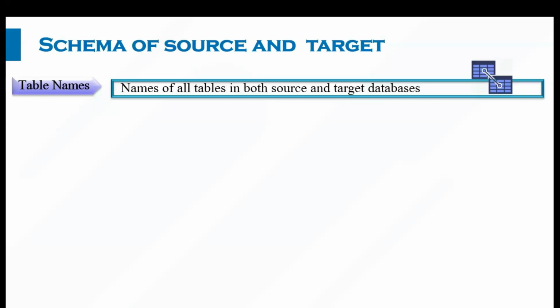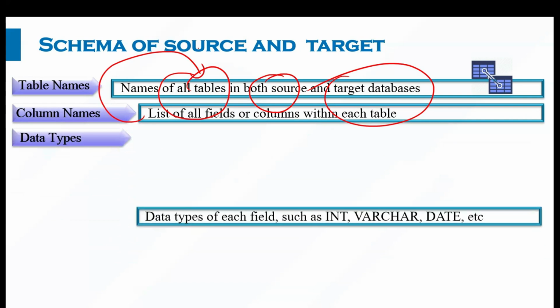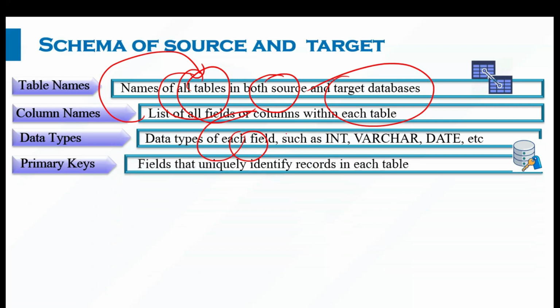Then we also have a schema of a source and target. Before we load the data into the target, you need to create the structure of a table, right? In that case, we have the names of all the tables in both source and target databases, and also column names. What are the columns in these tables? That would be there. We have data types for each field. Is it an int? Is it a varchar? Is it a date? That is there for all the columns of all the tables. And we have the primary key, so that there is no confusion. Amongst the fields, which one should be the primary key would be indicated.